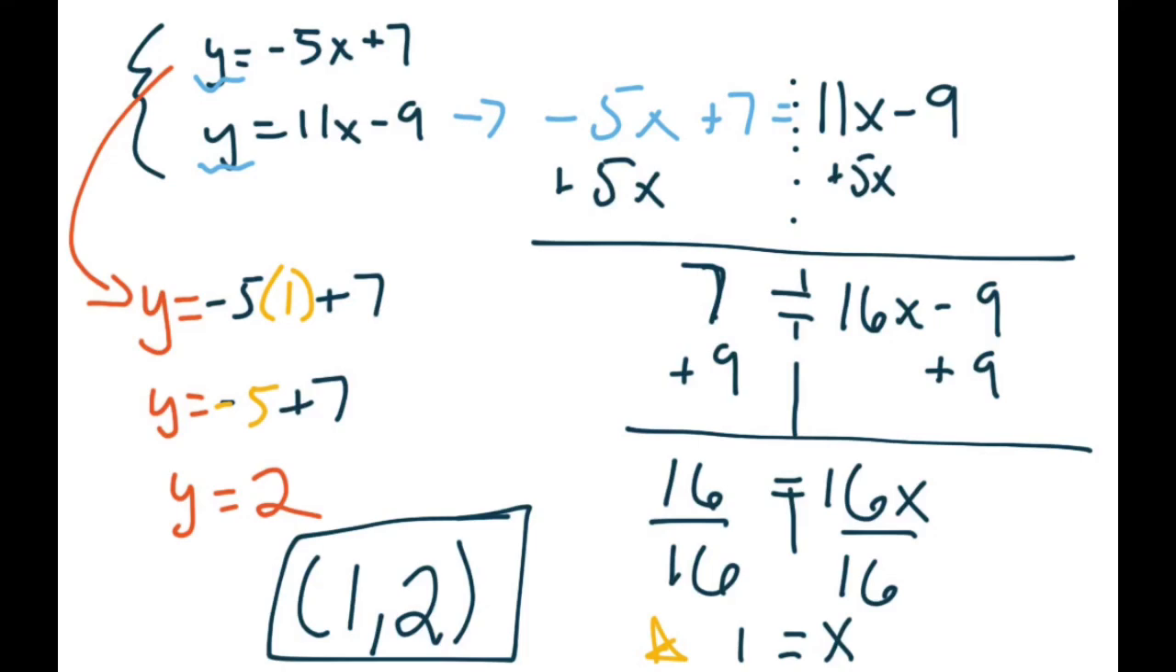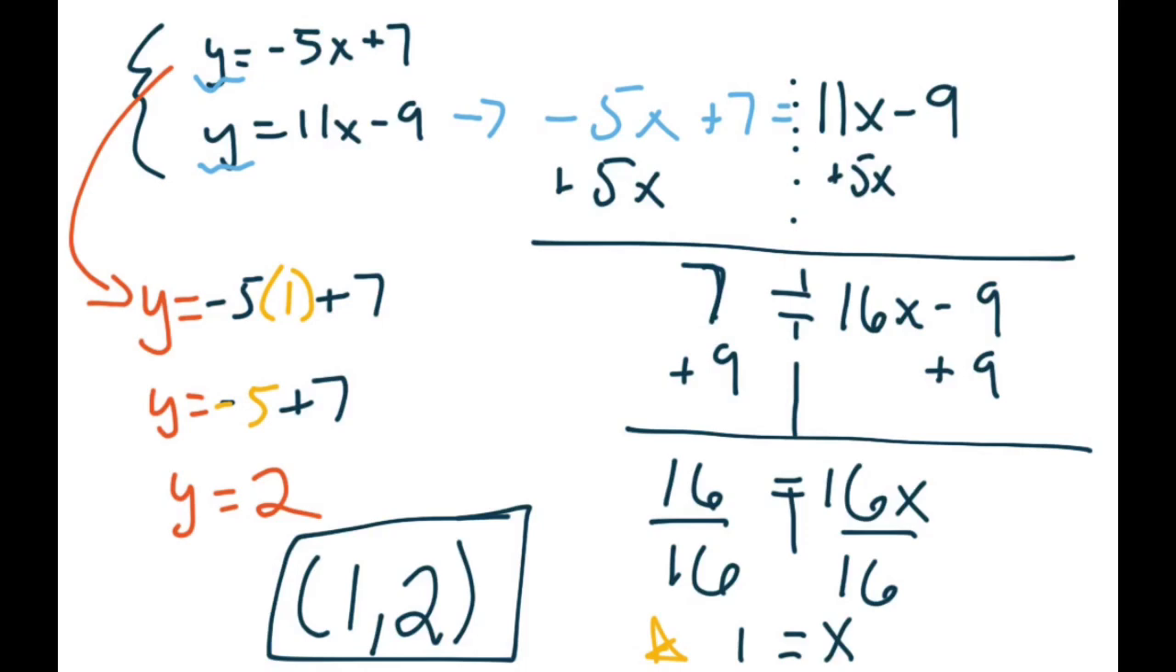Okay, this one was a little unique. Both the y's were already set by themselves. So you can just take the two and set them right next to each other. That's why I have -5x plus 7 equals 11x minus 9. I just took one y and put it in place of the other one. So they're set equal to each other, which is nice on this one. But you should get x equals 1 after solving that.